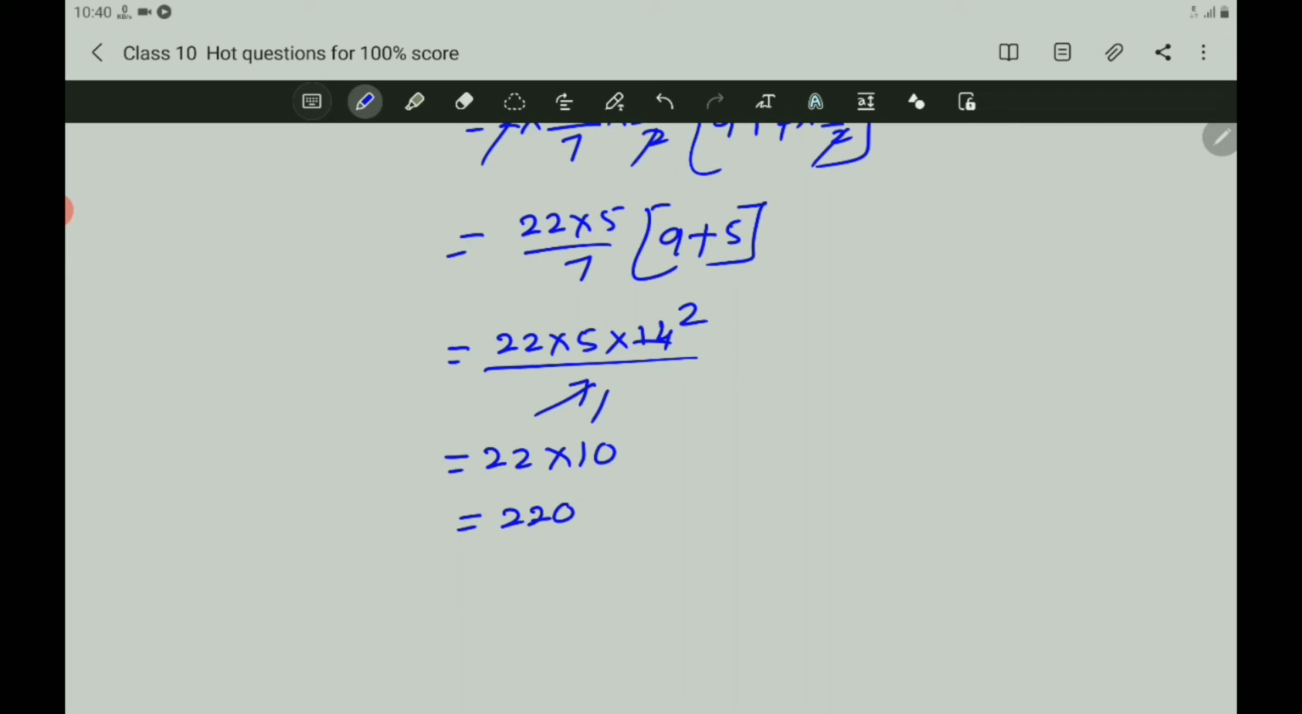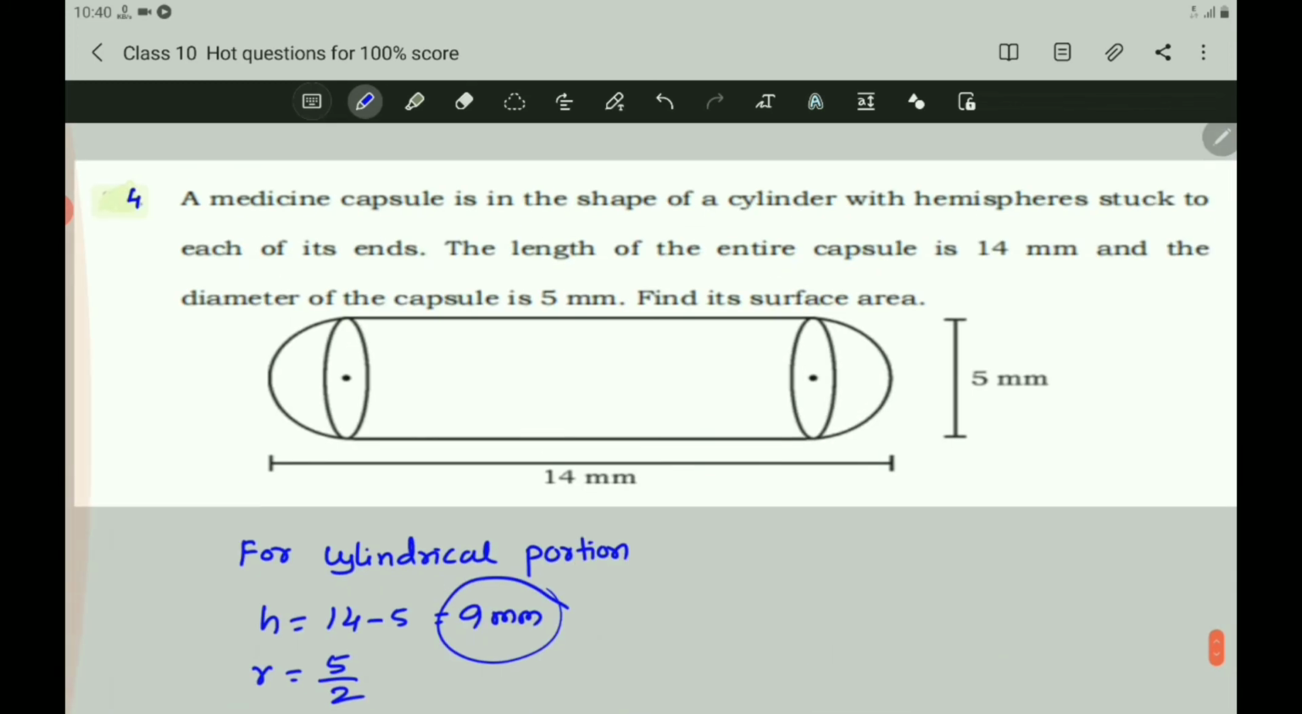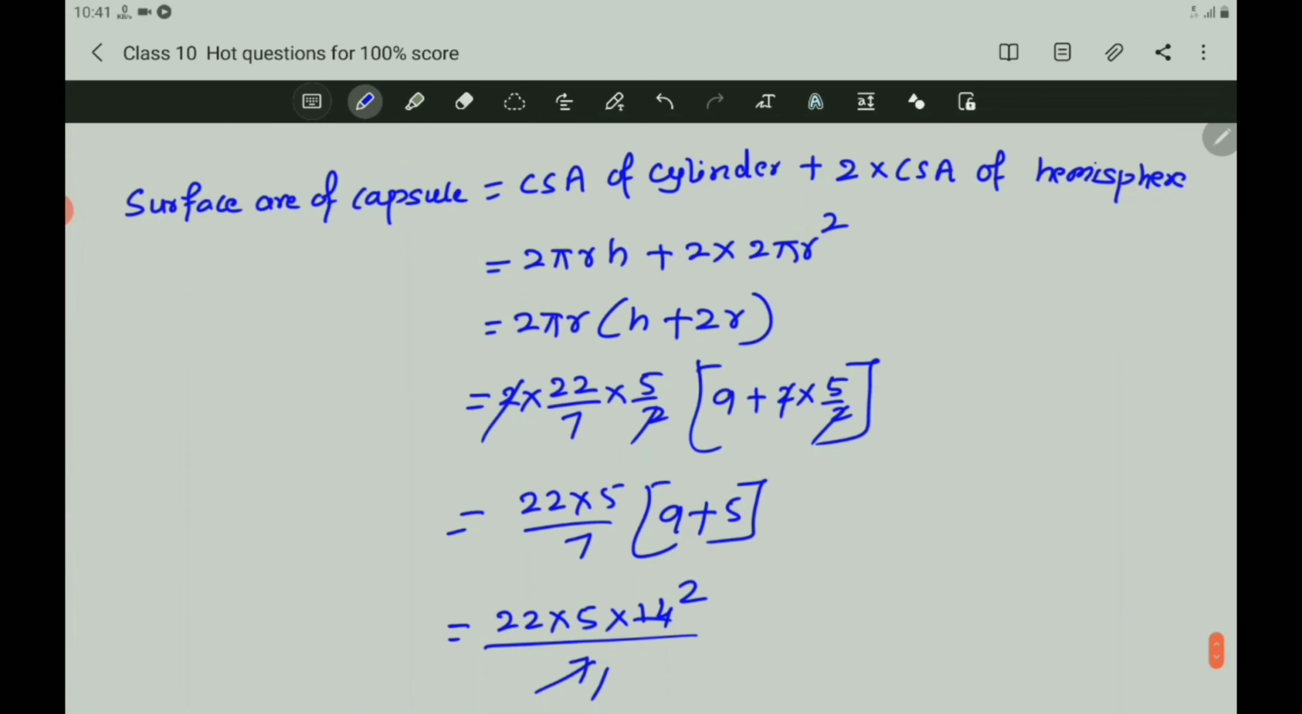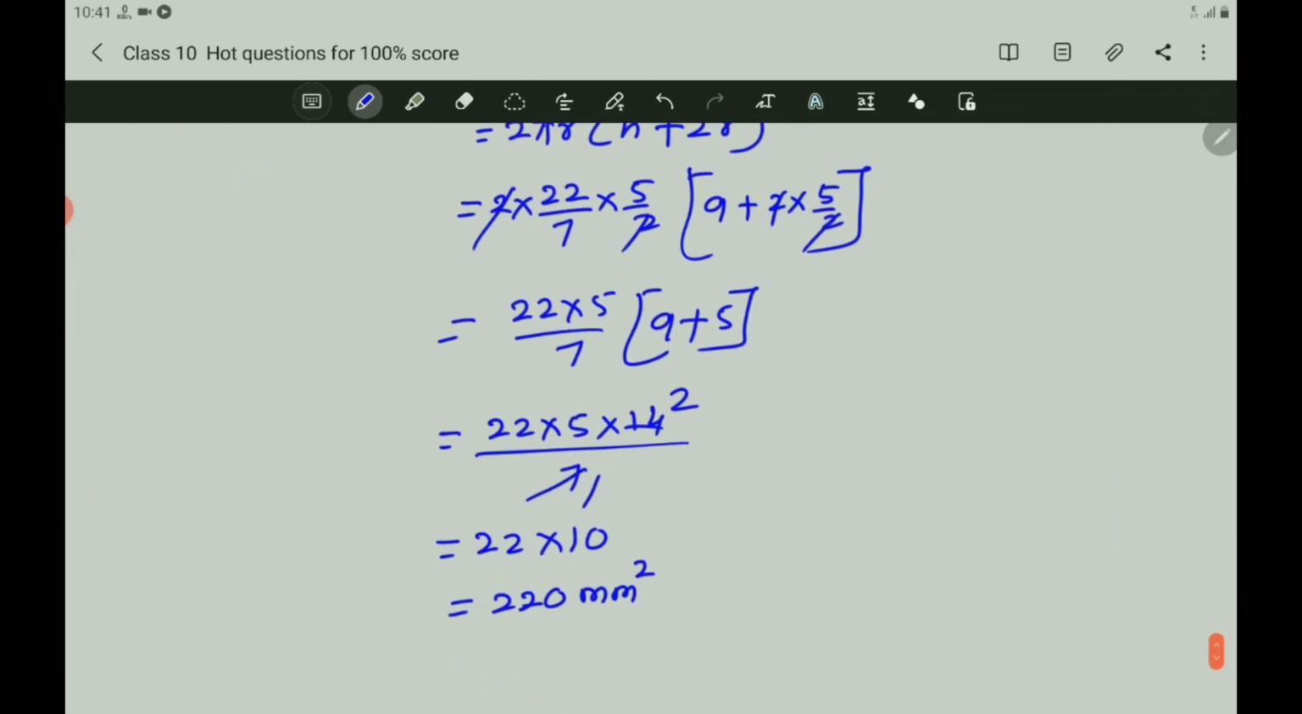220 mm square. That is the surface area of the capsule. What is the surface area of the capsule? The surface area of the capsule is 220 mm square.